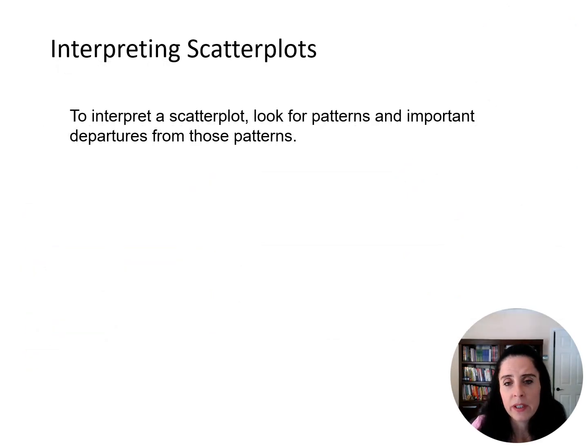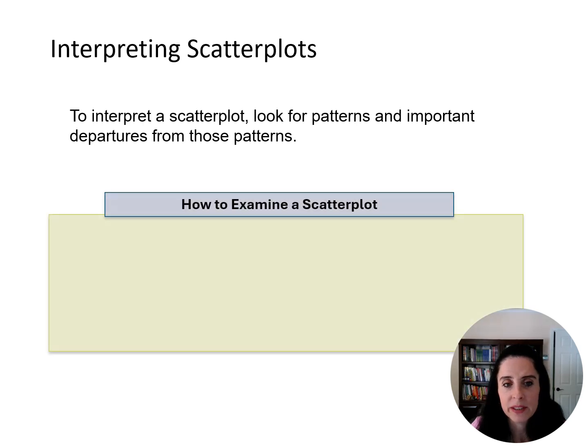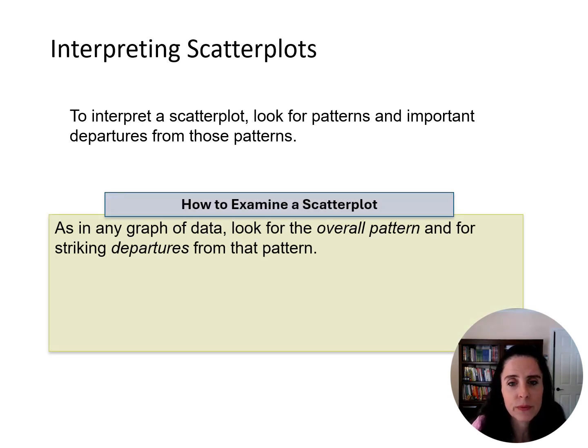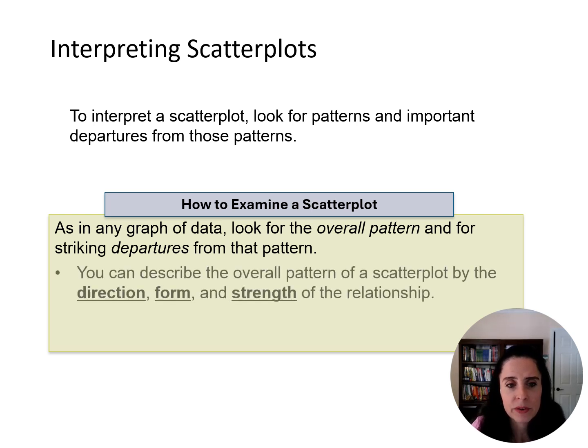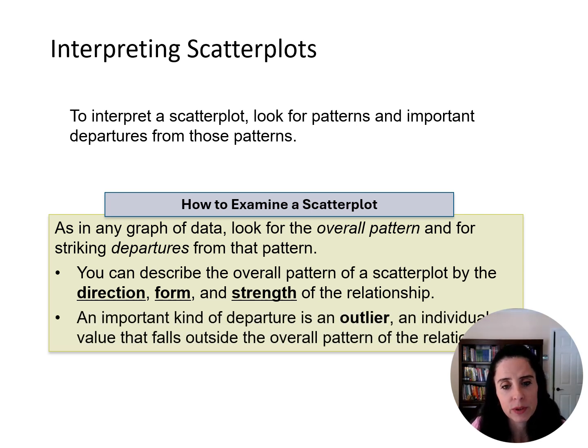Just like with any other types of graphs, when interpreting scatter plots, we must try to identify general patterns as well as the outliers that do not fall into that pattern. Patterns can be described in terms of direction and the form of the cluster of points, as well as the strength of the relationship between the two variables.